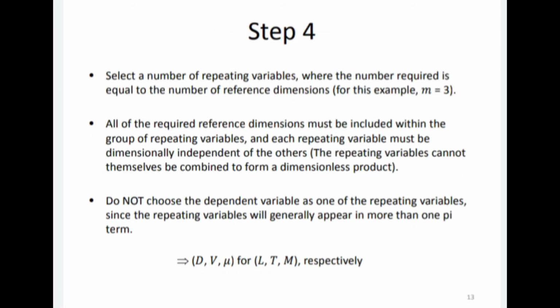Step 4, we have to select a number of repeating variables where the number required is equal to the number of reference dimensions. For this question, m is equal to 3. All of the required reference dimensions must be included within the group of repeating variables, and each repeating variable must be dimensionally independent of the others. And the third point is, do not choose the dependent variable as one of the repeating variables, since the repeating variables will generally appear in more than one pi term. So we have d, v, mu, so its dimensions are L, T, M respectively.